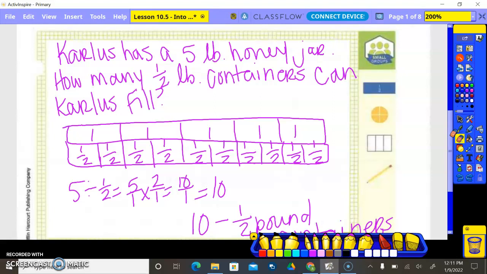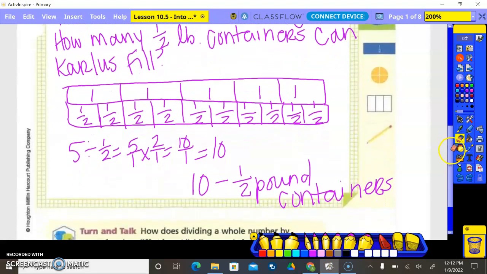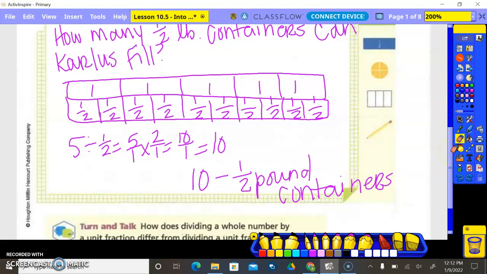So then I also went ahead and did an equation to check my work. So I took 5 divided by 1/2, which also equals 5 over 1 times the reciprocal of 1/2, which is 2 over 1. So that equals 10 over 1, which equals 10. So I got the same answer in both ways. And then I wrote 10 1/2-pound containers.